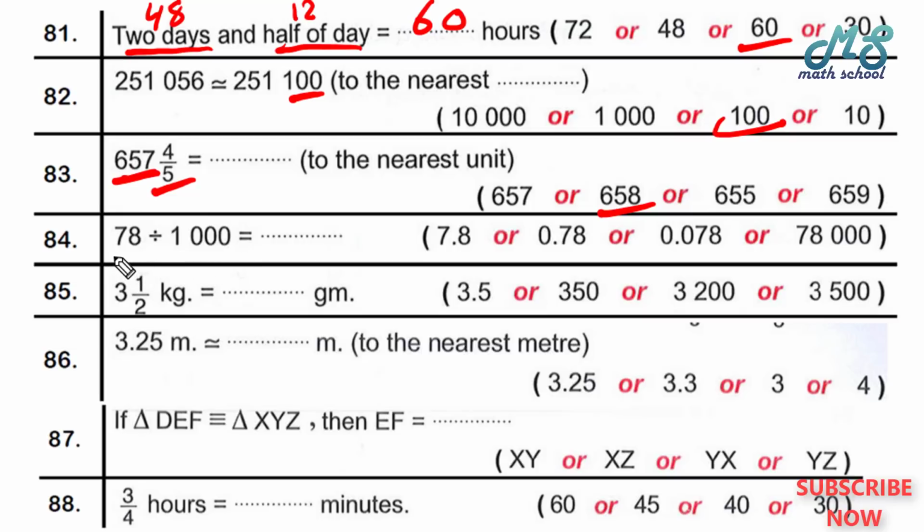78 divided by 1000. Just insert the decimal point after 3 digits from the right. So here you will have to add a 0. Why? Because you only have 2 digits. So the correct answer will be 0.078, which is available.